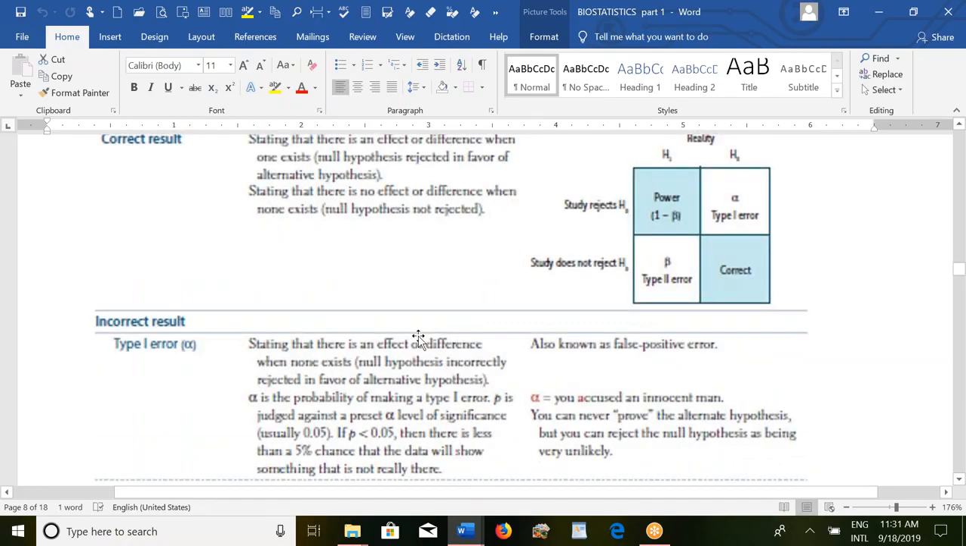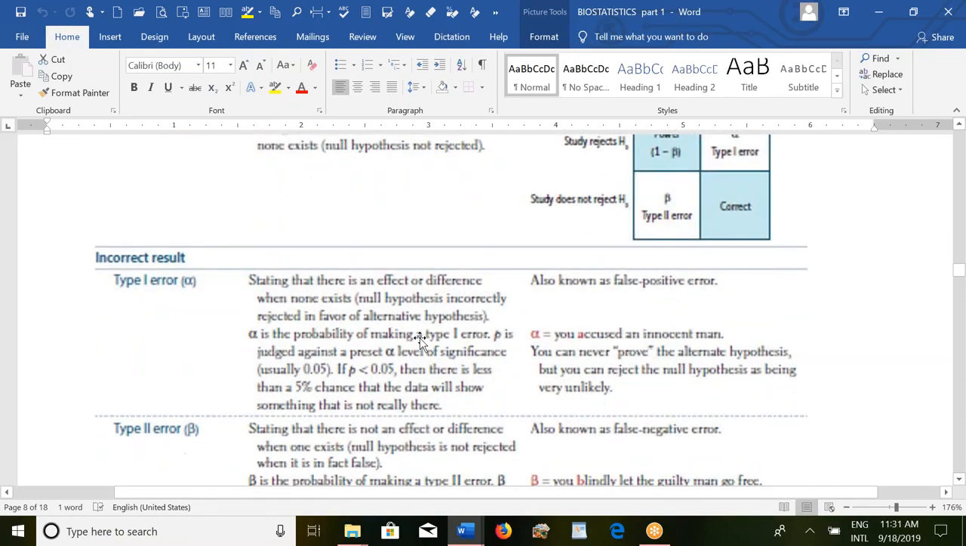So then we can make certain errors. We call them type 1 and type 2 errors. Type 1 error states that there is an effect or difference when none exists. That there was no difference between the groups, but we did the study and we found that there is some difference. So we are rejecting null hypothesis. We will make type 1 error when we reject null hypothesis.